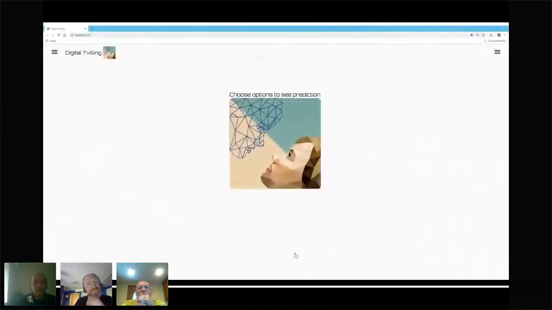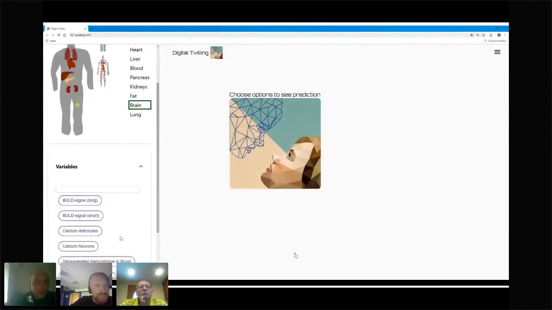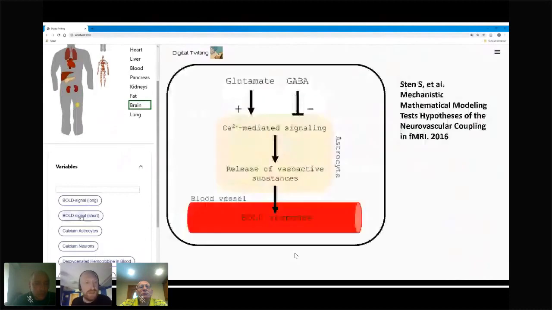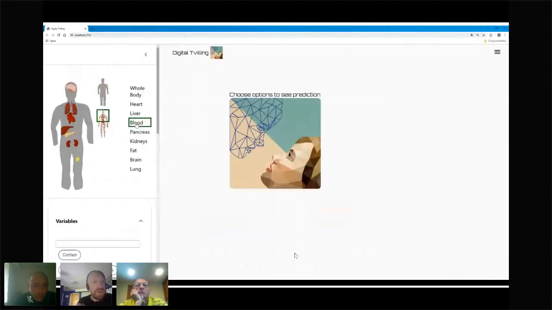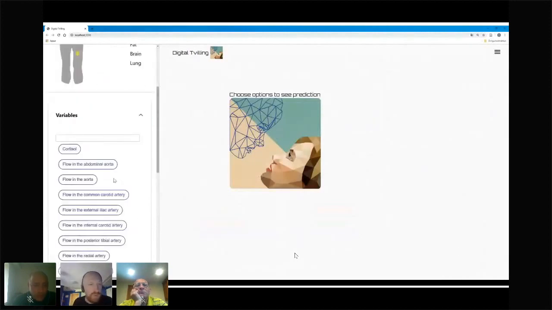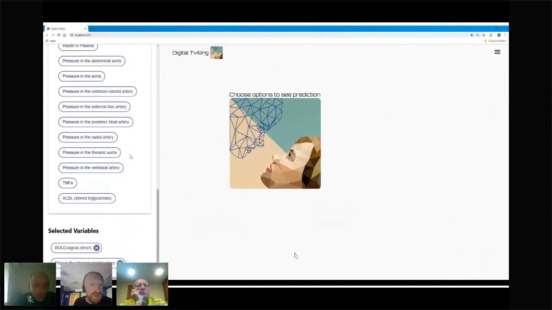Here is our first prototype of an interface. So here you can choose. Now the model for this patient zero is in behind. You can choose which organ to look at. So here we pick the brain, and then you can choose all sorts of different aspects to look at. Now we pick the BOLD signal. You can choose to look at the blood, any blood vessel in the whole body. And here we pick a blood vessel which is located in the brain.